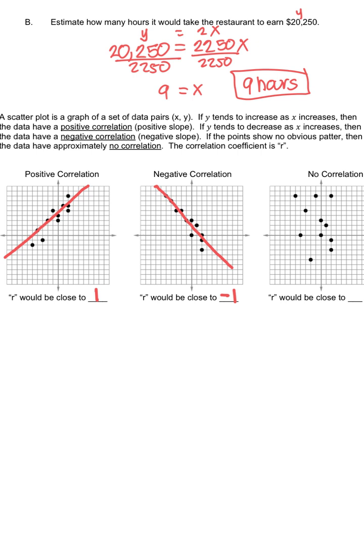And then no correlation. Notice how all the points are all over. We can't really get a positive slope or a negative slope. So r would be close to 0. There would be no correlation.